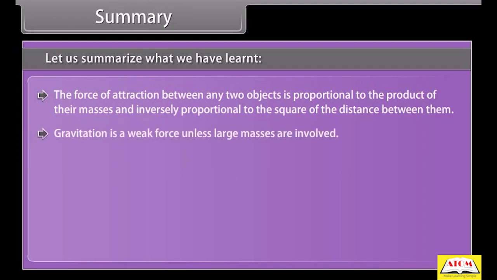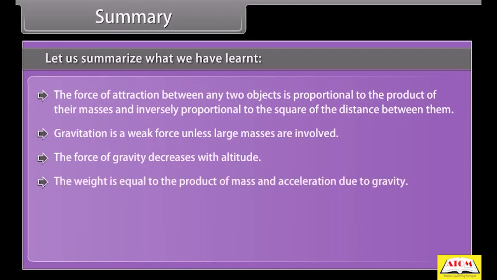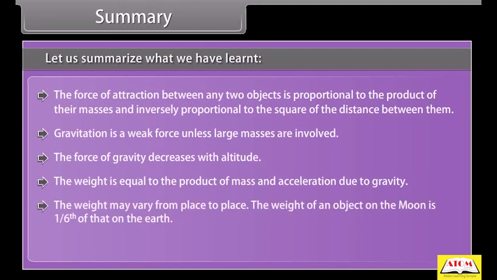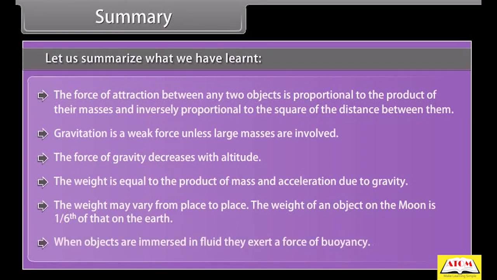Gravitation is a weak force unless large masses are involved. The force of gravity decreases with altitude. The weight is equal to the product of mass and acceleration due to gravity. The weight may vary from place to place. The weight of an object on the Moon is 1/6 of that on the Earth. When objects are immersed in fluid, they experience a force of buoyancy.